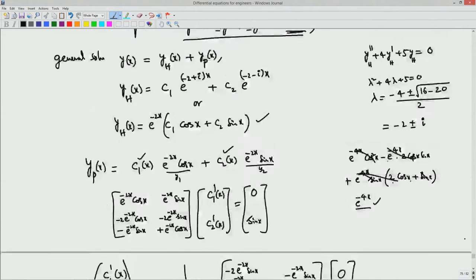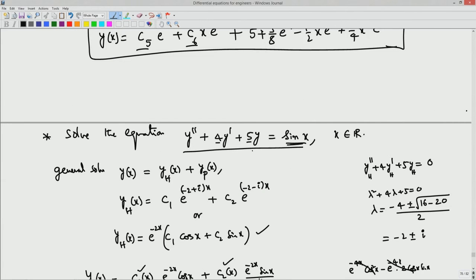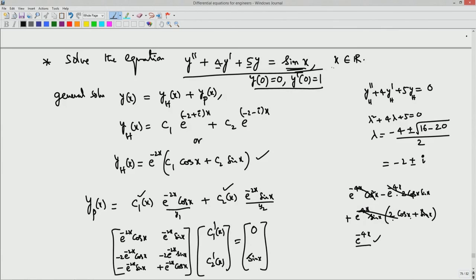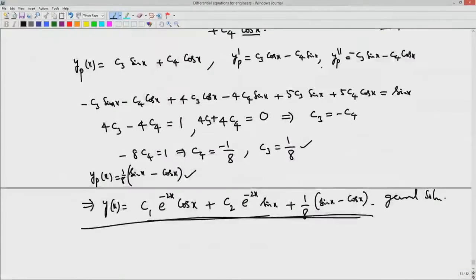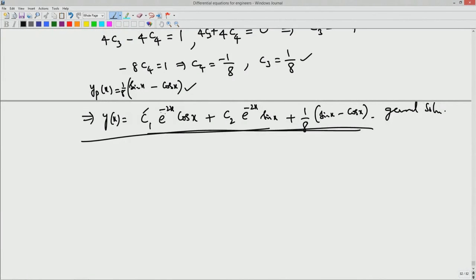If you are asked to solve the equation with y at 0 equal to 0, y dash at 0 equal to 1, if your problem is this, then these two conditions will fix the final general solution, the coefficients in the general solution. This will fix C1 and C2.